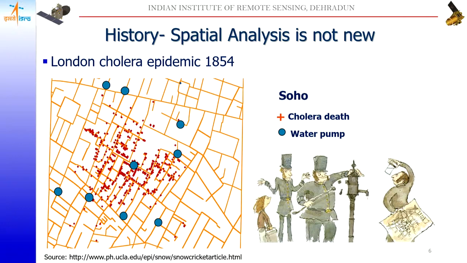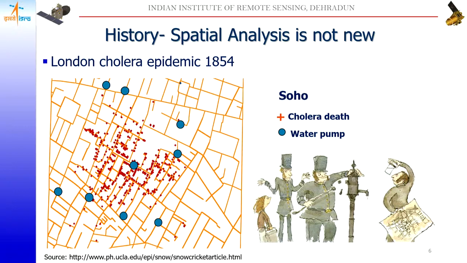Now let's go a little back in history. Spatial analysis is not new. If you go back in the literature, there was an epidemic outbreak of cholera in London's Soho district somewhere in 1854, and Dr. John Snow used a manual mapping method to identify the deaths related to cholera, and he also mapped the locations of the water pumps. At that time, it was not proven that cholera was a waterborne disease.